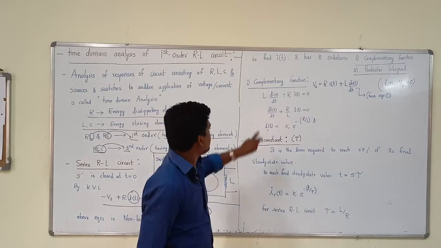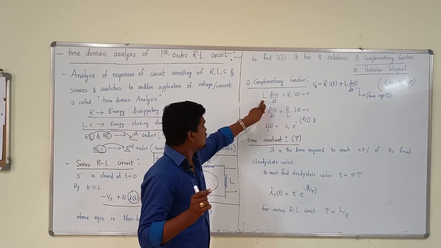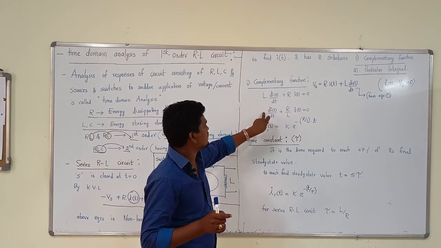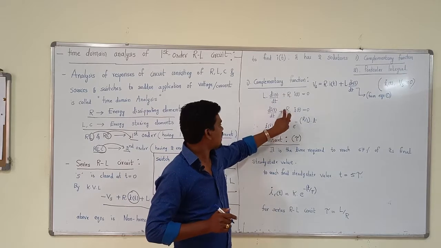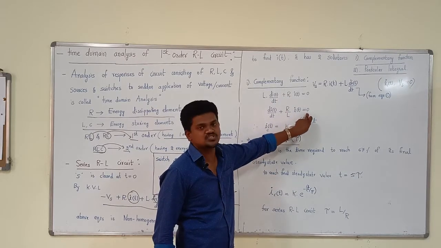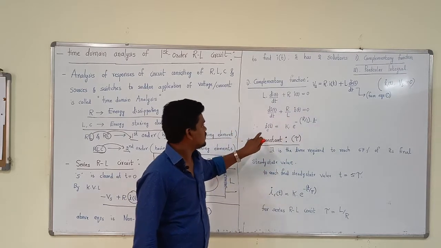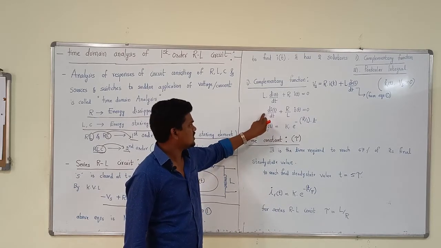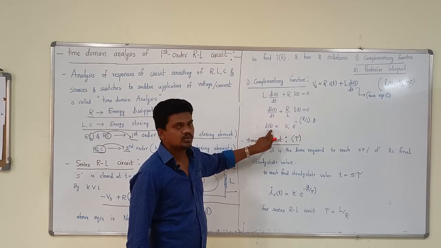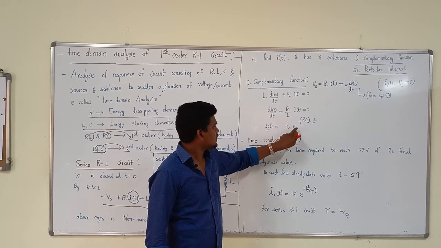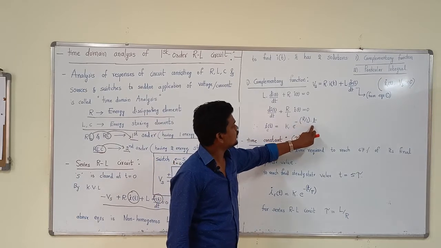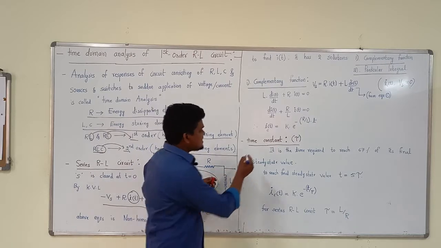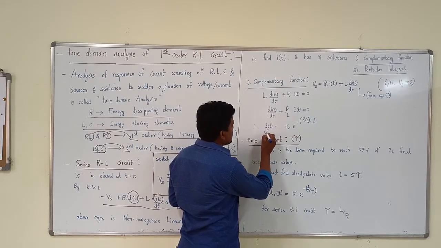Here, by dividing all the terms with L, L will cancel, we will get 1 here, and R by L into I of t equals 0. By mathematical calculation, by solving the above equation, we will get IC of t equal to some constant into e power minus R by L into t. This is only IC of t, the complementary function.